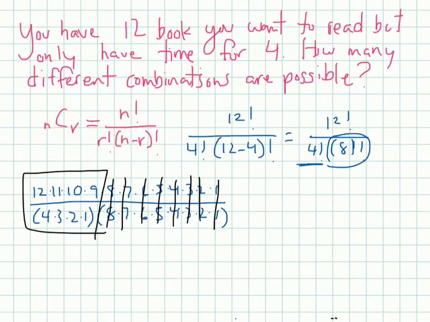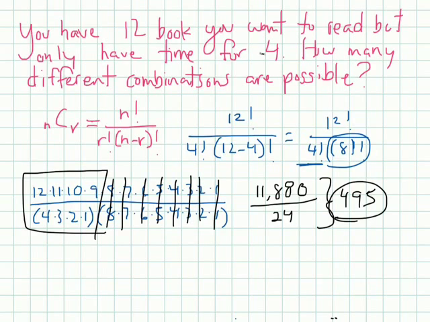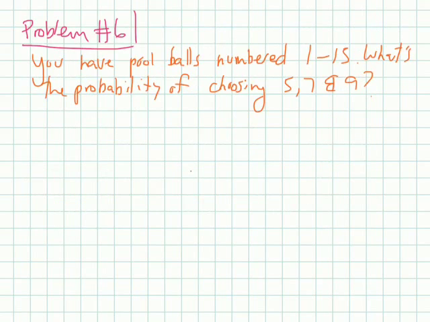Multiply the top, and you get 11,880. And on the bottom, you get 24. If you divide that, you get a total of 495 different ways to read 4 books out of your 12. There's 495 different combinations.